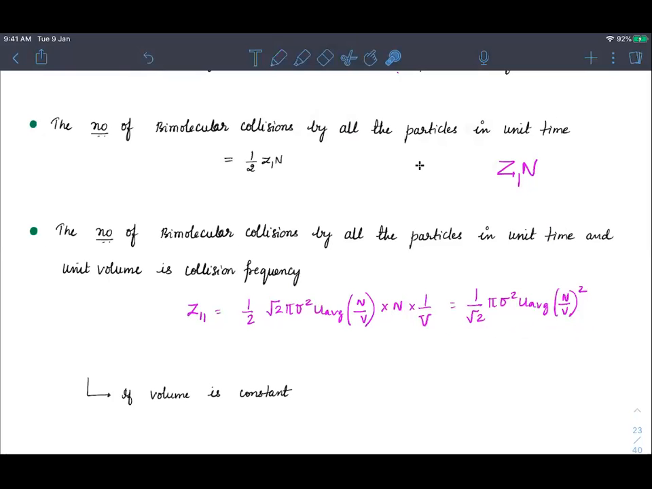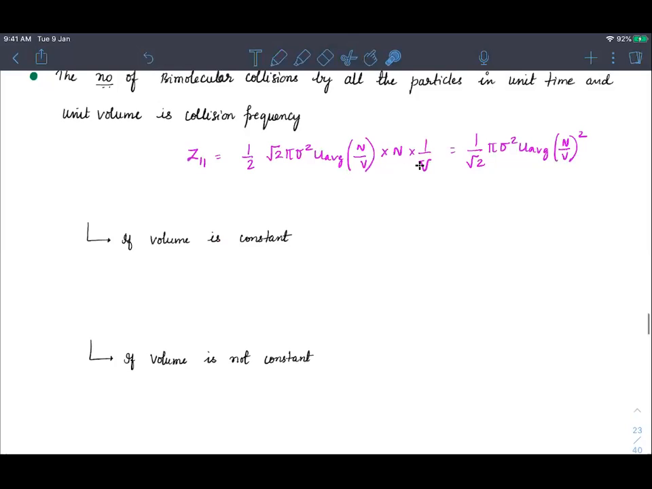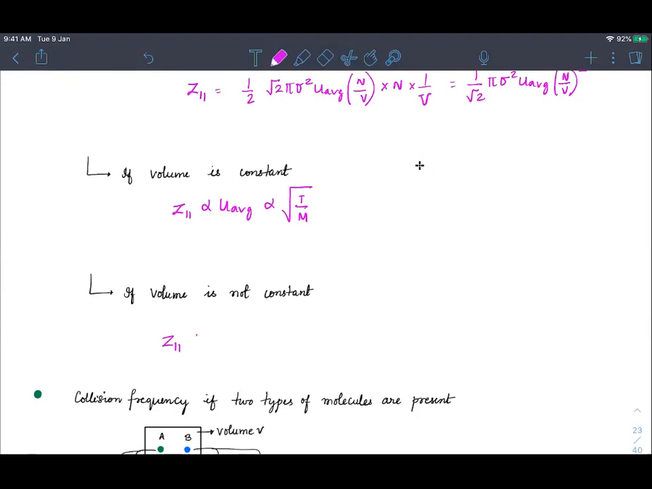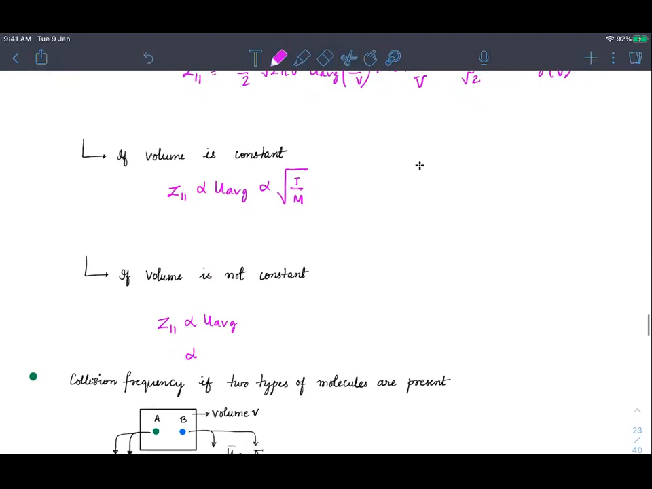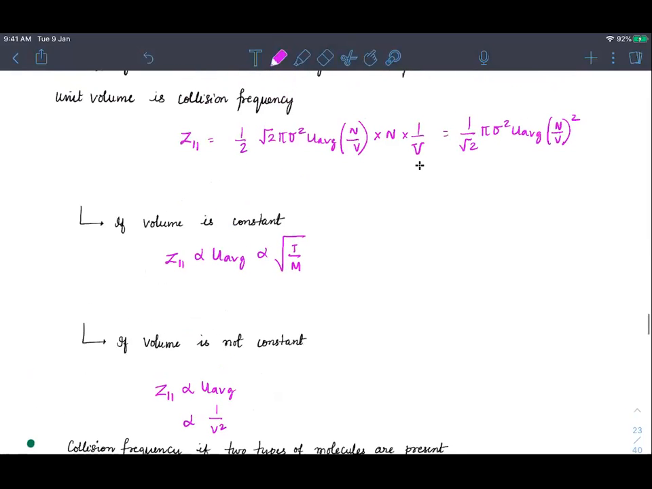I guess you understood this point, everyone. So therefore, if volume is constant here, this part will become constant and Z11 will be dependent on U average only. So Z11 will be directly related to U average and U average is directly related to root T by M. Okay. But if volume is not constant, this will be proportional to U average also, and it will be proportional to 1 by V square also, because now volume will be present here, N by V square. So 1 by V square would be present as well.